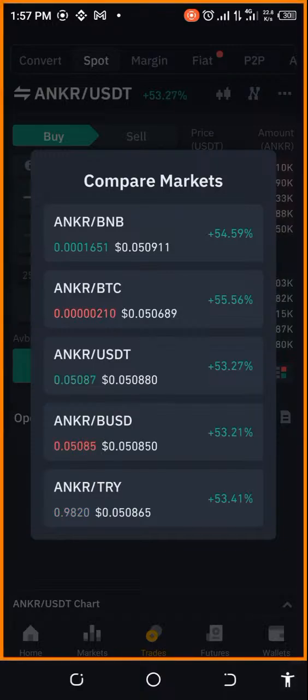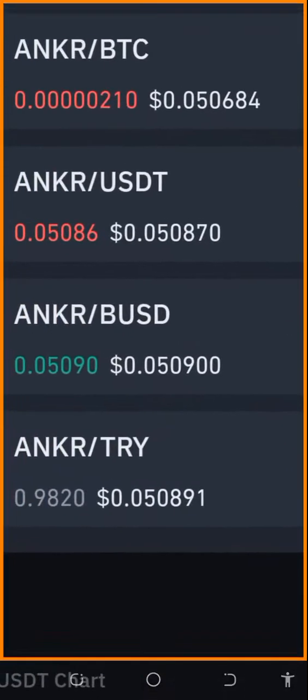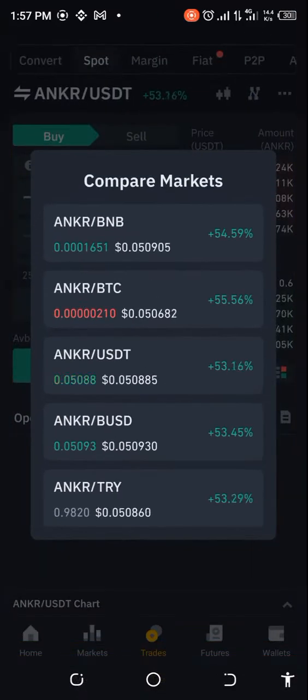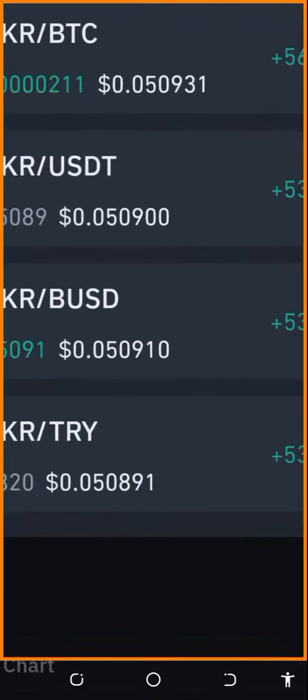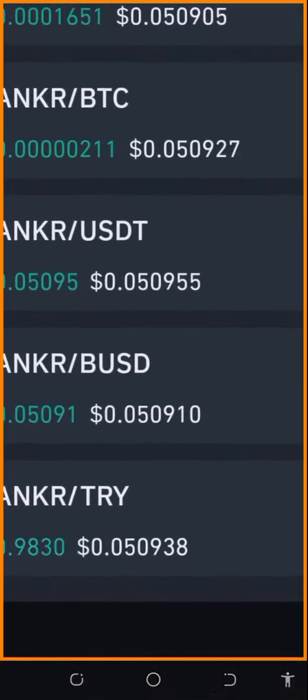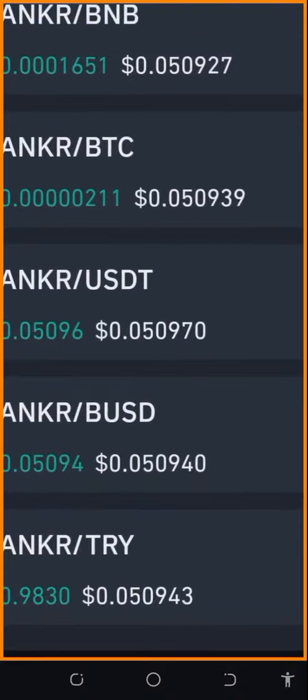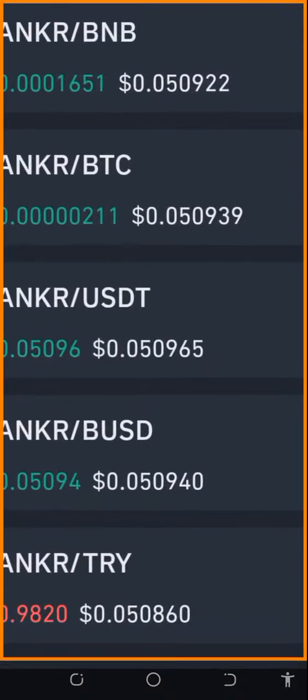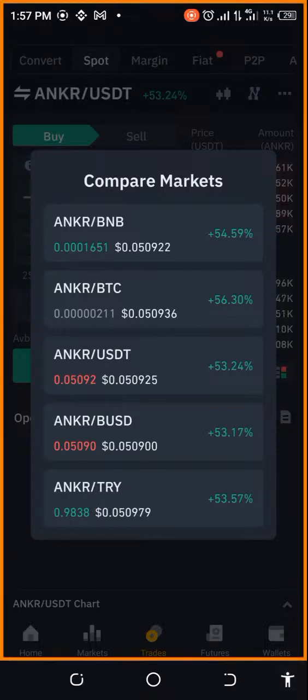Okay, today we're currently on ANKRUSDT. We're on the compare markets for ANKR coin, and we're looking at the opportunities that are there. So we're looking at the prices. I can see the prices are rapidly changing, and for a few moments I've been seeing it change up and down. So I'm just waiting for it to get to a very considerable range.